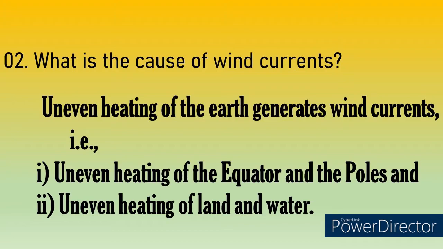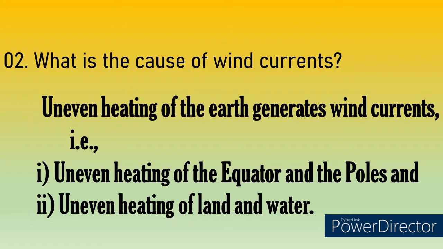This heating will be in two ways. One, uneven heating of the equator and the poles. I hope you know the equator is an imaginary line at the center of the earth, and the poles include the north pole and south pole. The poles receive less sunlight, and because of that there is less heat compared to the equator. This is what we are mentioning here, uneven heating of the equator and the poles. Similarly, the second point is uneven heating of land and water. This results in land breeze and sea breeze. You all know.